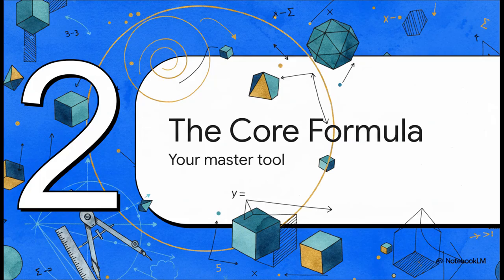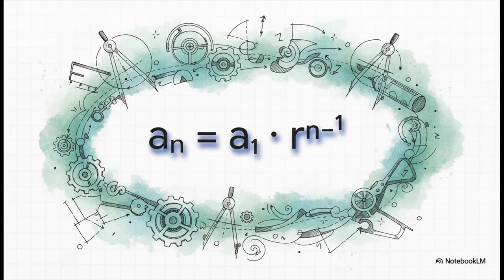Now that we know what we're working with, you need a tool to actually work with these things. And luckily, there's this one awesome formula that's basically your master key for any geometric sequence problem. And here it is. This formula is your absolute best friend. I know, it might look a little intense with all the letters and numbers, but it's so powerful. This little thing lets you find any term in a sequence without having to multiply over and over and over again. So let's break down what each piece actually means.